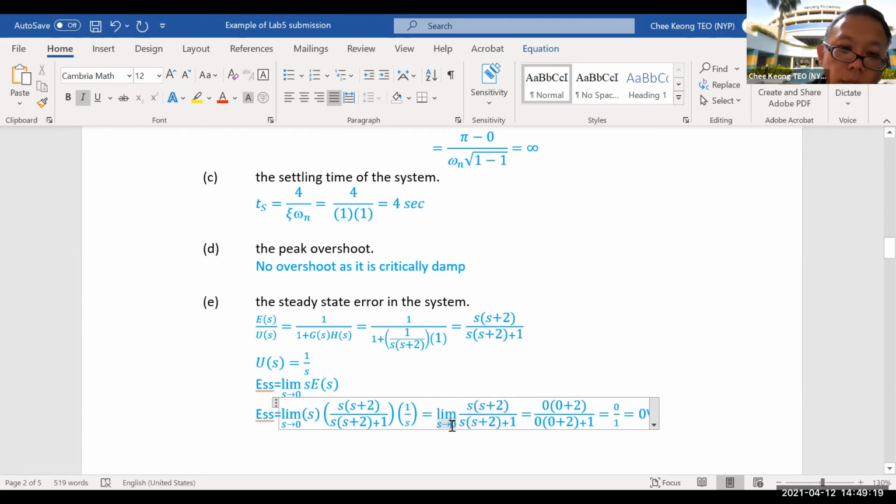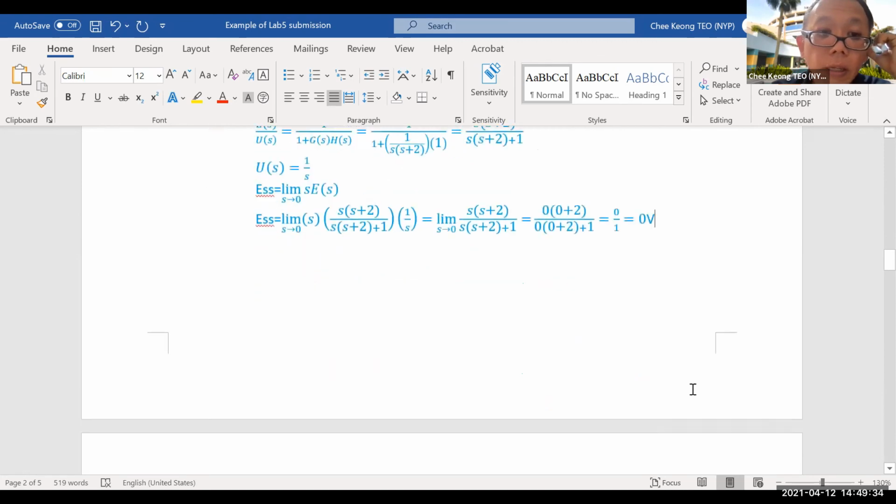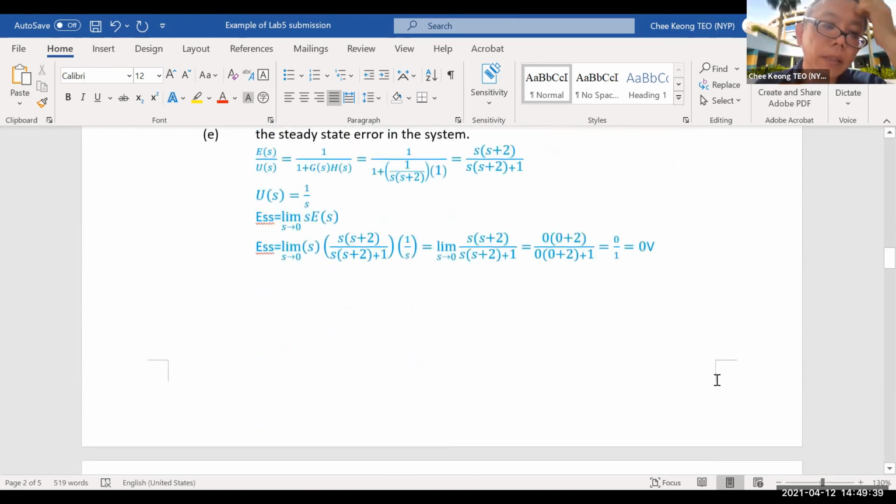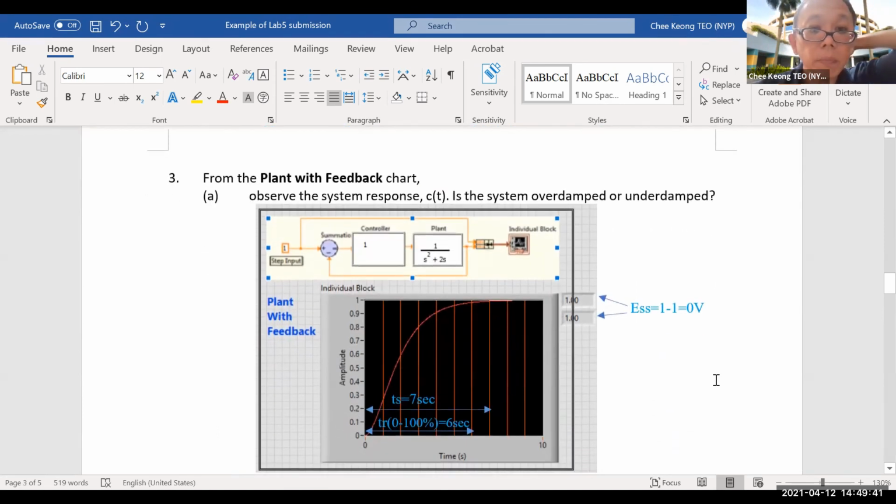Now, if we let S tend to 0, which means that eventually your S will become 0 for all the S here, S times 0 times anything will be 0 on top. 0 times anything plus 1 will be 1 below. So finally, your steady state error will be 0 volt. Right? So this is quite straightforward for the computation of part 3.